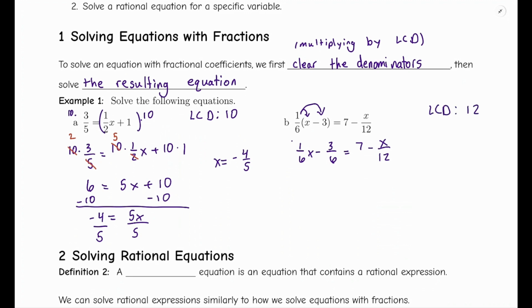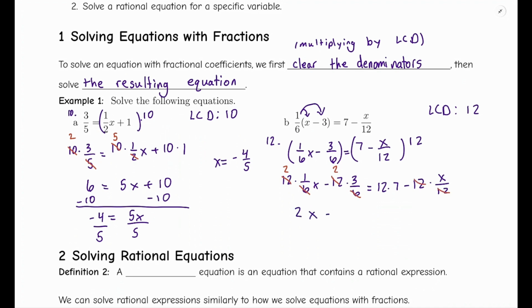I'm going to multiply both sides by 12. So we get 12 times 1/6 x minus 12 times 3/6 equals 12 times 7 minus 12 times x over 12. The 6 reduces the 12 to a 2, the 6 reduces the 12 to a 2, and the 12s just cancel out there. So we get 2x minus 6 equals 84 minus x.